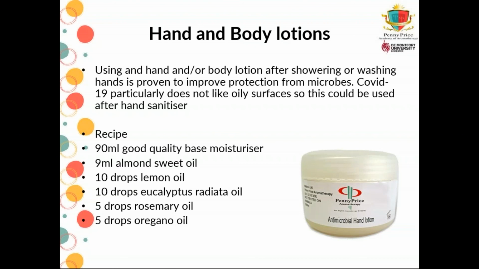So 9 ml of sweet almond, I've put that one. You can use any really, but almond is a nice thick texture. You could use olive, you could use sunflower, macadamia, any of those. And then I've suggested lemon oil, Eucalyptus radiata, rosemary and oregano. That makes a very synergistically powerful blend for your hands and for your body and for your face.